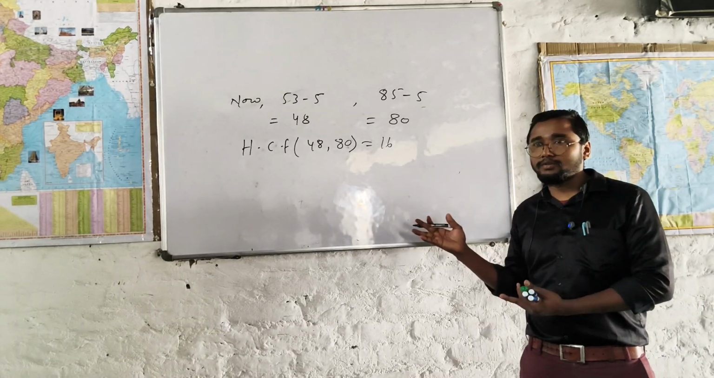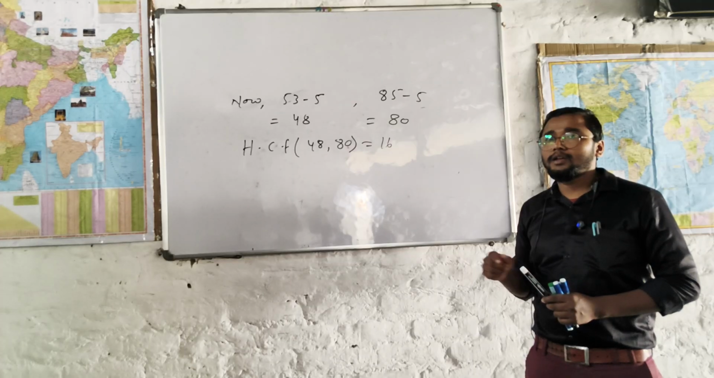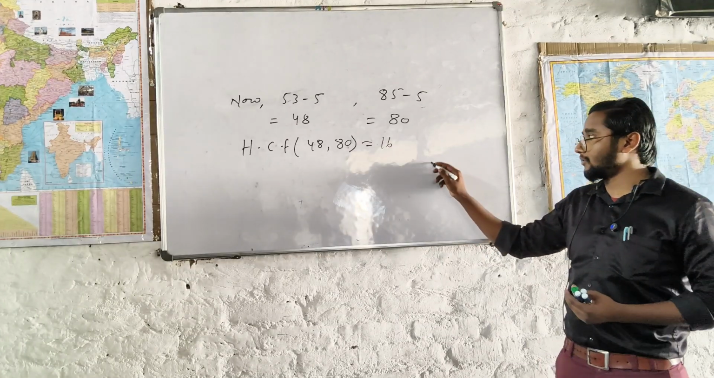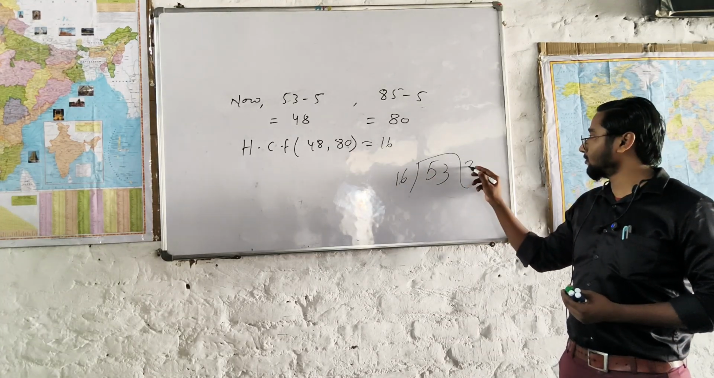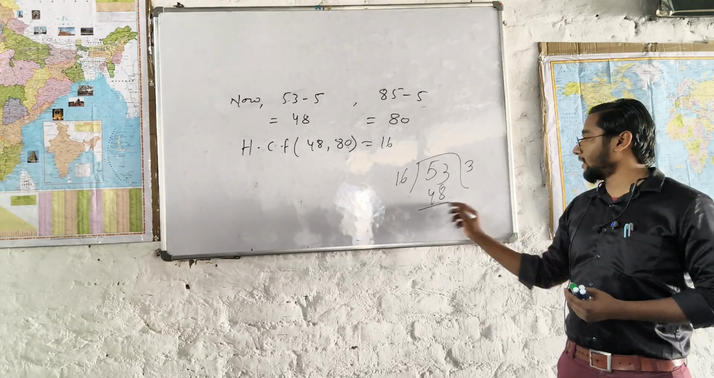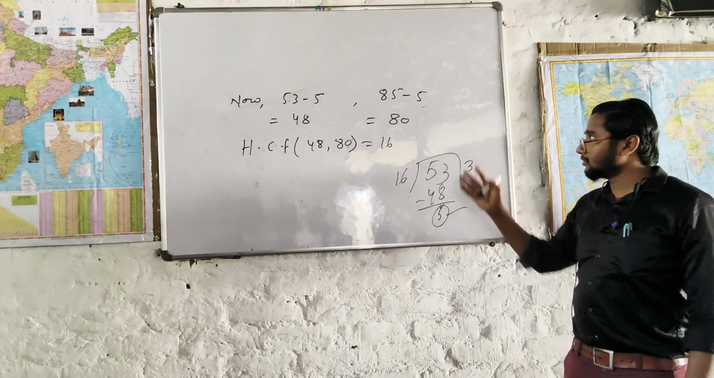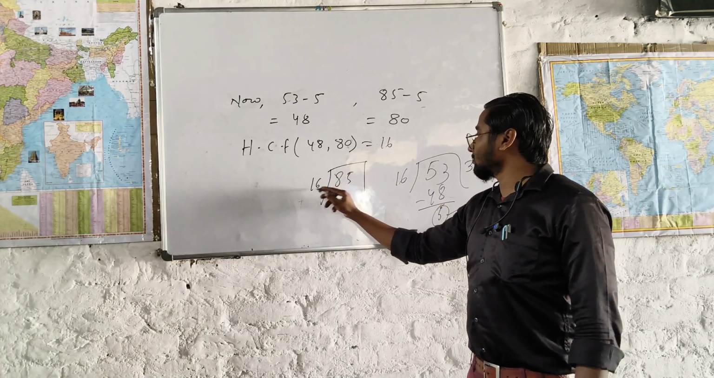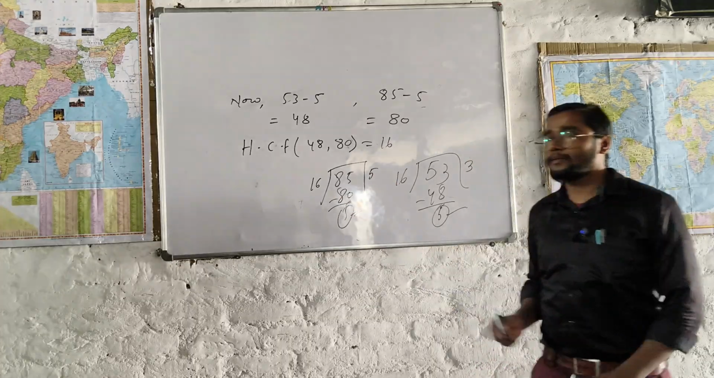So 16 is the greatest number that will divide 53 and 85, leaving the remainder. Okay, let's check now. 53 is there. I checked already. Again, check this. 16 3s are 48. Guys, what will you get? You are getting 5 as a remainder. Okay, next. 16 5s are 80. What are you getting, guys?